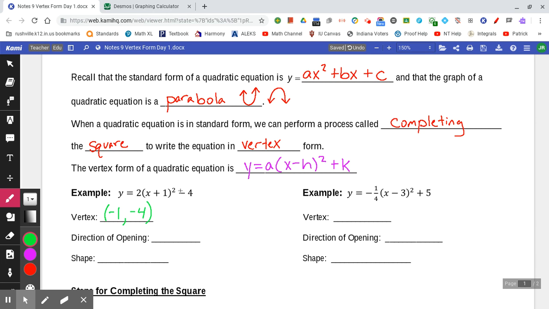I can also use vertex form. The first number, a, if it's positive, means the graph opens up. If it's negative, it means the parabola opens down. So since this is a positive 2, this graph opens up.